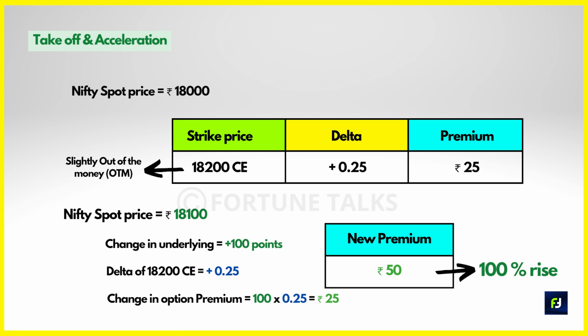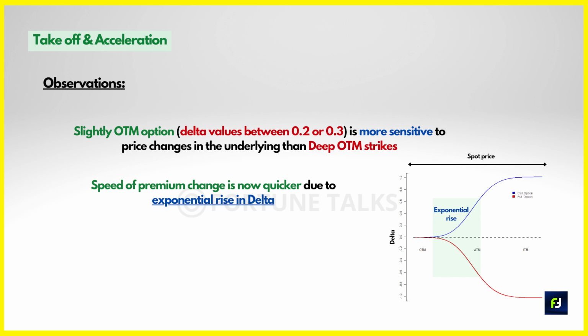Now isn't it clear that for the same 100-point move of the underlying, the slightly OTM option behaves very differently from deep out of the money options. So what have you learned from these observations? The slightly out of the money option, which usually has delta values ranging between 0.2 and 0.3, is more sensitive to price changes in the underlying. As we have seen, for 100 points change in the underlying, the percentage change in the slightly out of the money options is quite spectacular. This is exactly how options traders double or triple their money by buying slightly out of the money options when they expect big price moves in the underlying.